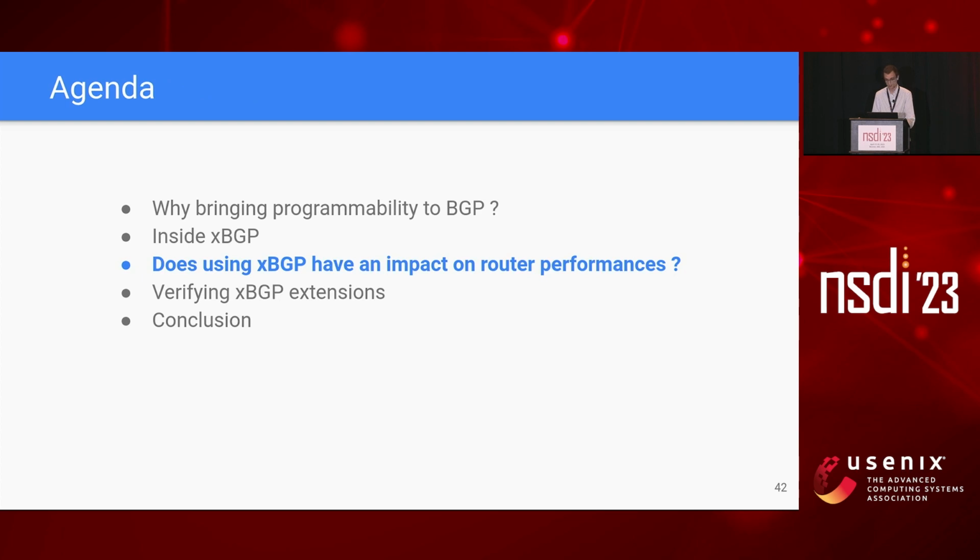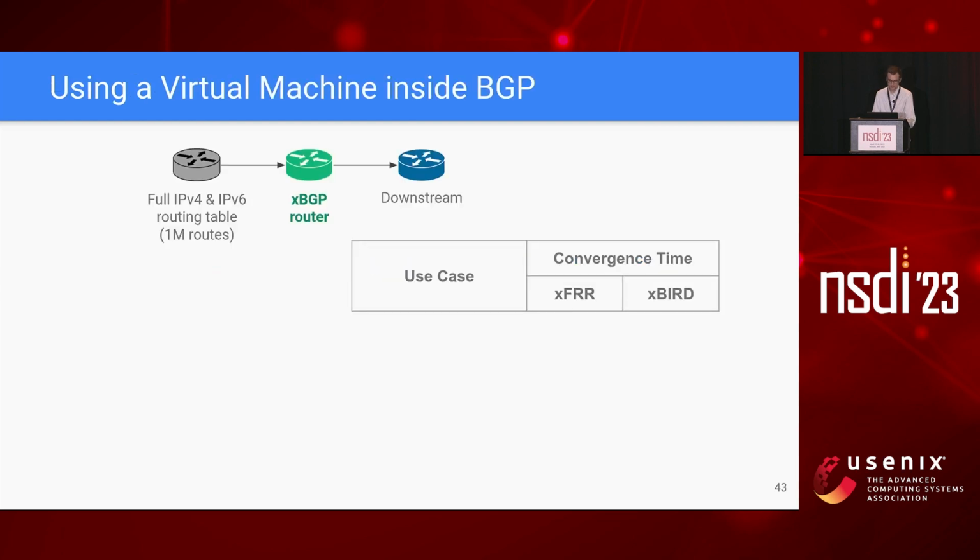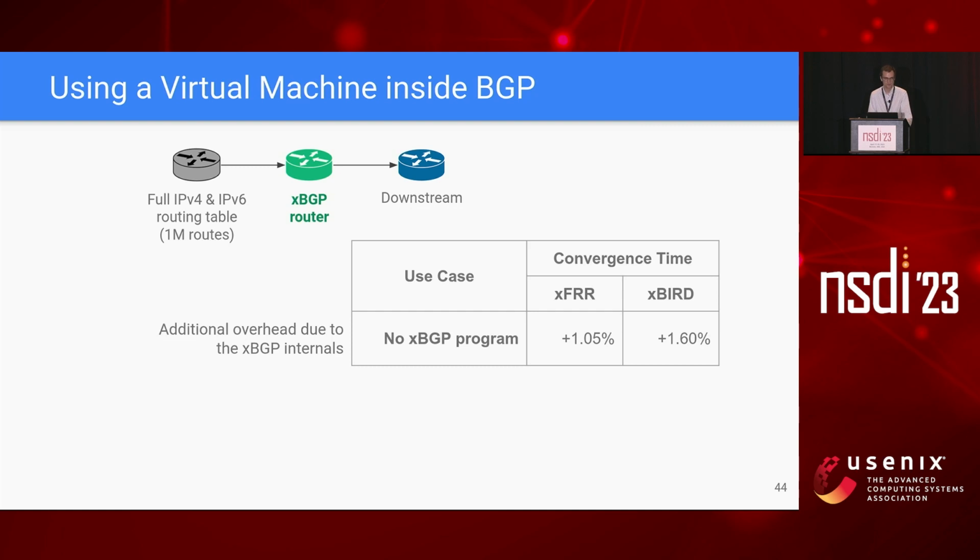So we now have xBGP, but the question is, does using xBGP have an impact on router performance? To measure this impact, we made a small experiment where a router on the left will inject a full internet routing table into our xBGP routers. And we measure the convergence time of our xBGP router. The first thing to evaluate is what happens when there is no xBGP program inside the xBGP routers. Actually, there is a small overhead because you need to build the environment to accept a new xBGP program, but this is really reasonable.